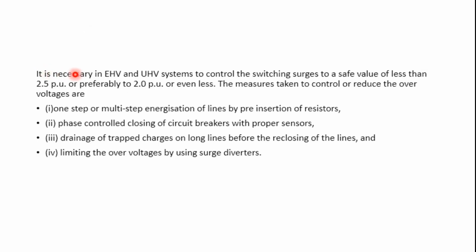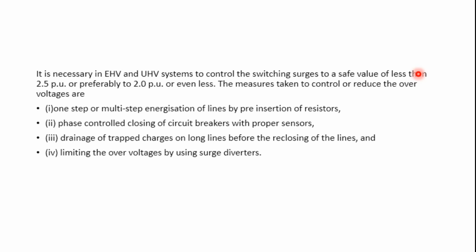So it is very necessary, in the case of EHV and UHV systems, to control the switching surges, or to minimize them within 2.5, sometimes less than probably 2 per unit value, or even less than that. So some measures are taken to reduce the over voltage, because if the over voltage is greater than 2, it is going to cause much effect on the system. That's why we are going to limit the switching surges in the transmission lines.